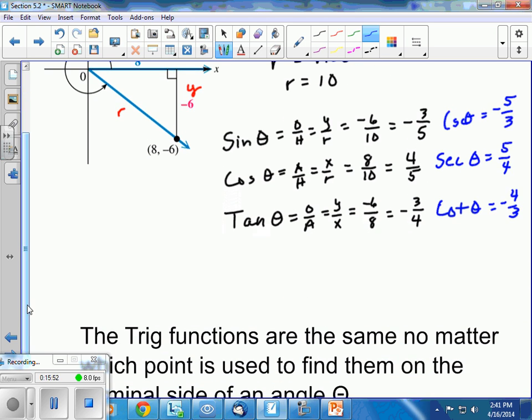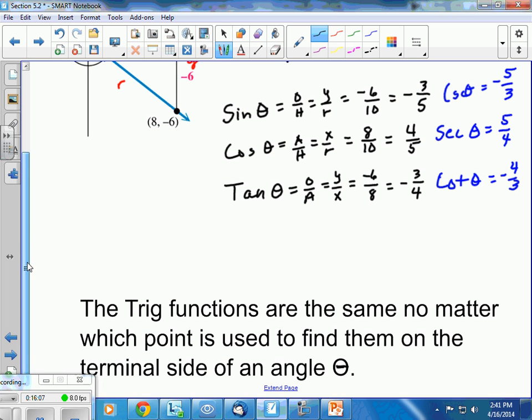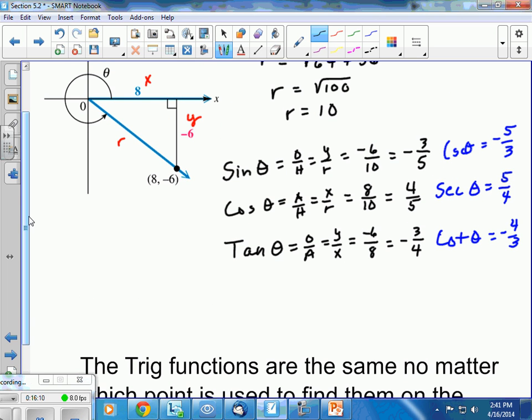It's important to recognize here that the trig functions are the same no matter which point is used to find them on the terminal side of the angle. Had I picked a point here that's closer on the same line, in other words, my ratios are going to remain the same. It could have been that y is negative 3 and x is 4, and then r would have been 5. Since it's all ratios, any point on that terminal side will give me all the same trig functions.